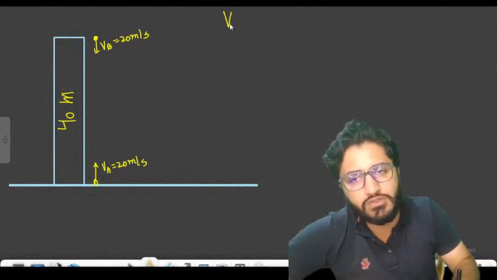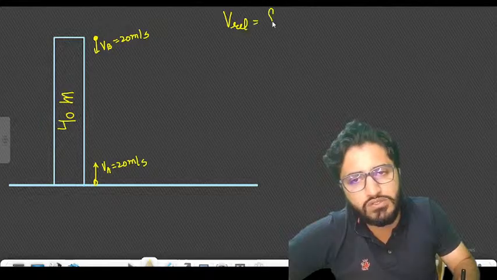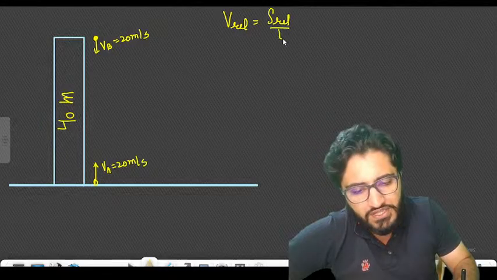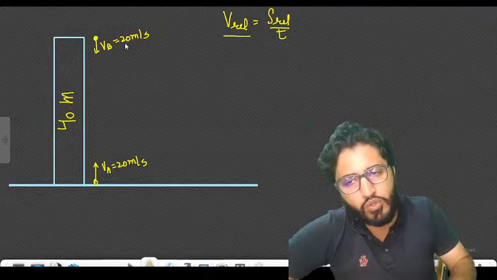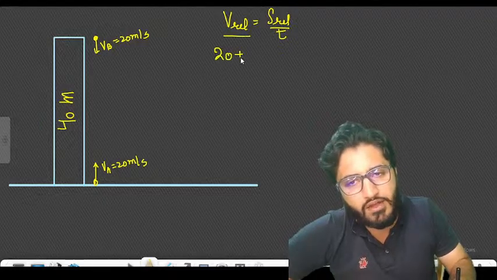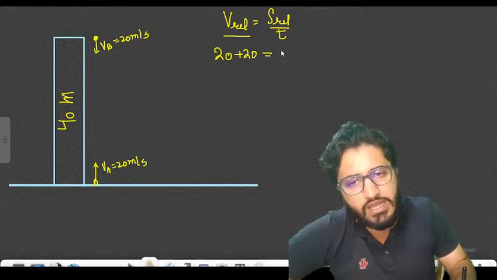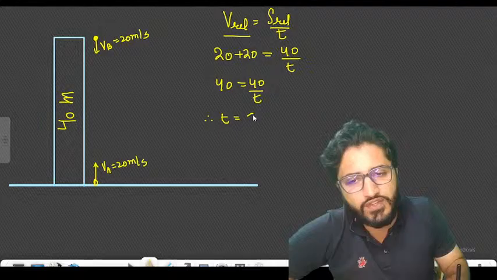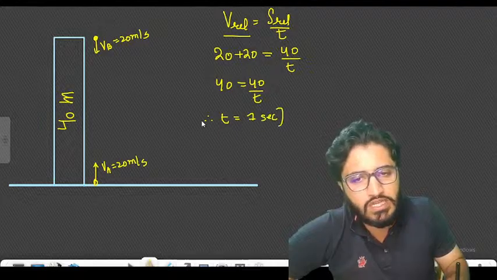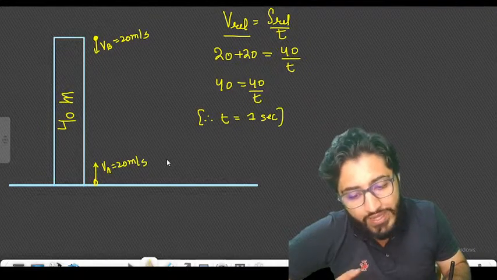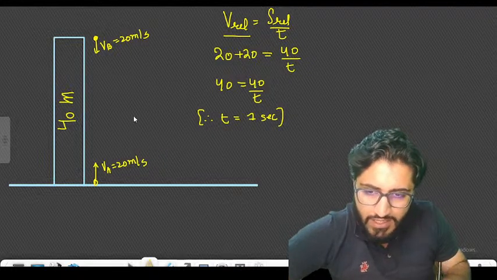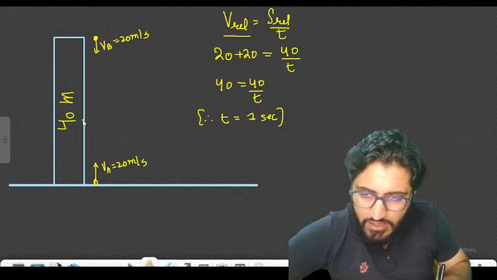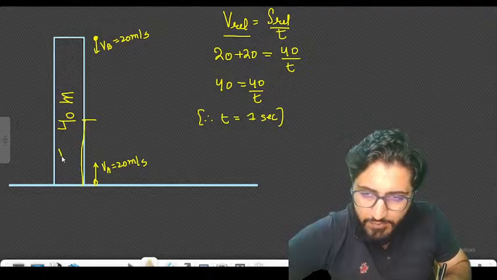So for timings, V relative equals to S relative divided by T. What is V relative? Both are opposite, so V relative will be added, 20 plus 20. S relative is 40, T is T. So 40 equals to 40 by T. So therefore T came out to be 1 second. After 1 second they will meet. Where they will meet? Let us suppose I will take here. At this height they will meet.